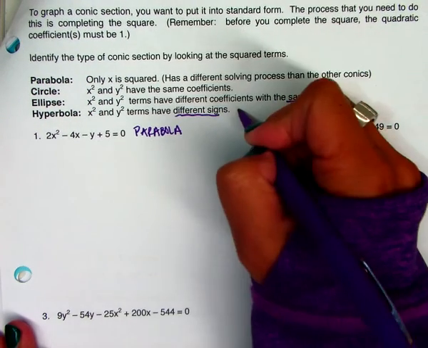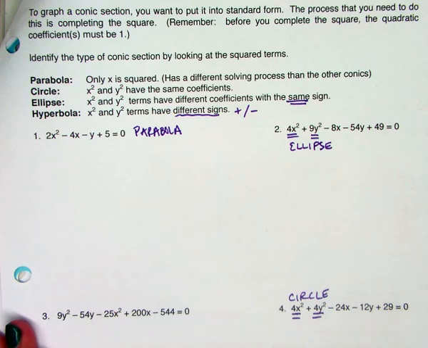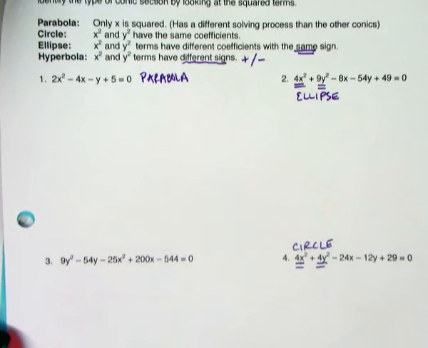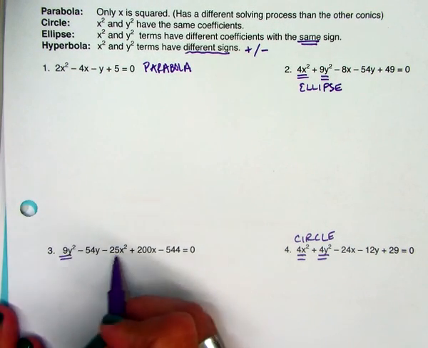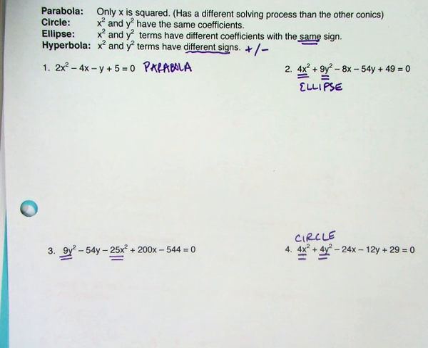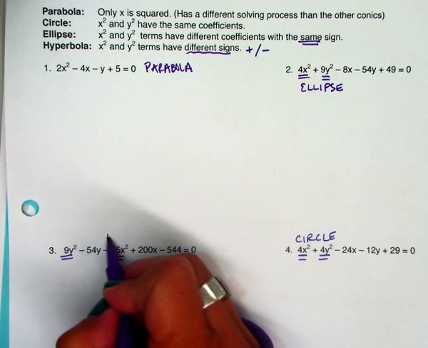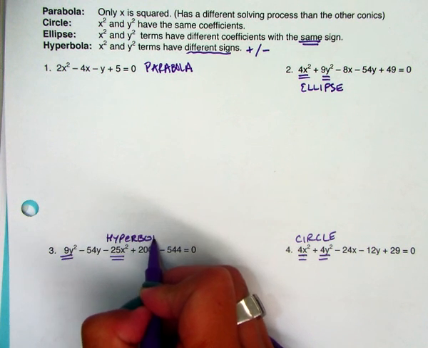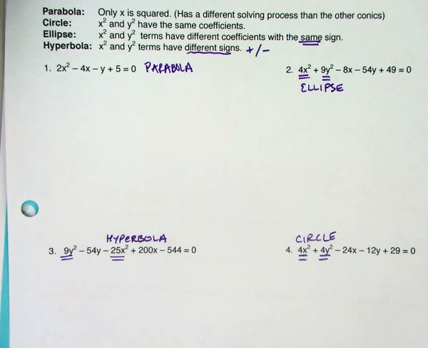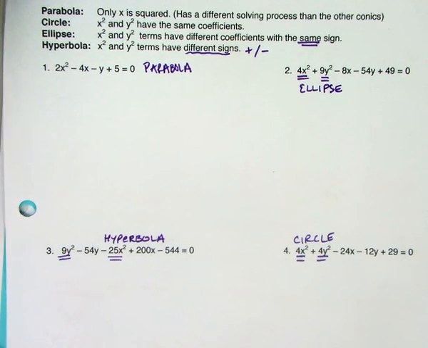The last one, x squared and y squared for the hyperbola, have different signs. All that means is one is positive and the other one is negative. That's how we know it's a hyperbola as soon as we see that negative. In this case, this one's 9y squared and a negative 25x squared. So there's our negative. So this is the hyperbola. We should write that down. Hyperbola.